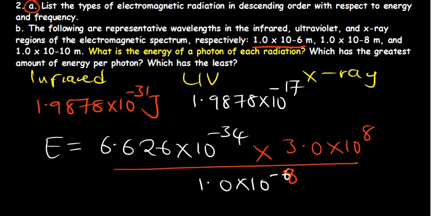And then finally 6.626 times 10 to the power negative 34, multiply by 3 times 10 to the power 8, and then divided by 1 times 10 to the power negative 10. Okay.